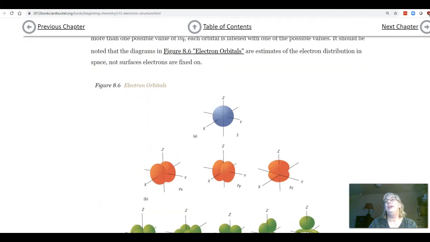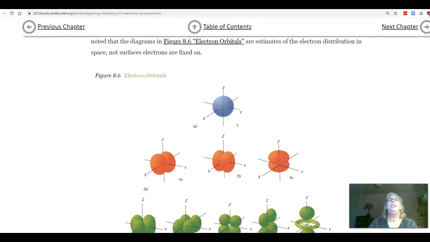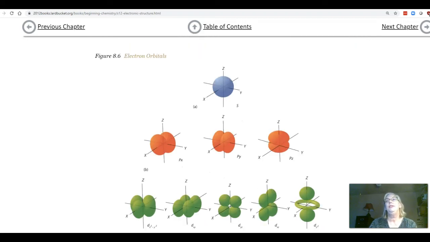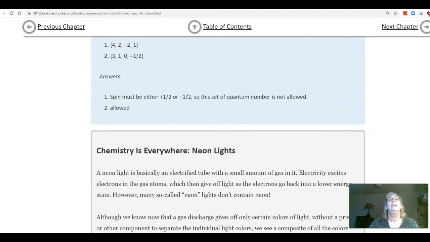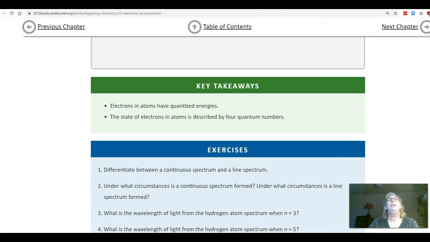So electrons can live within these shapes. They move around a lot, but they stay within these probability areas. So this is an S. These are called p orbitals. These are Ds, and they get even more complicated than that. So read through this carefully so you get the idea. And we'll use that in class.